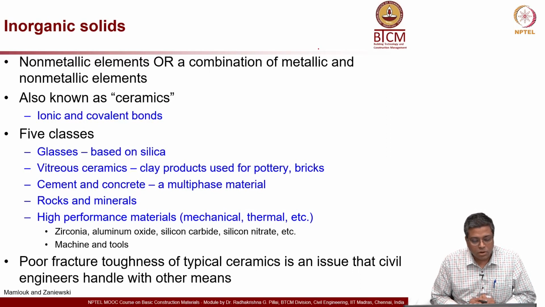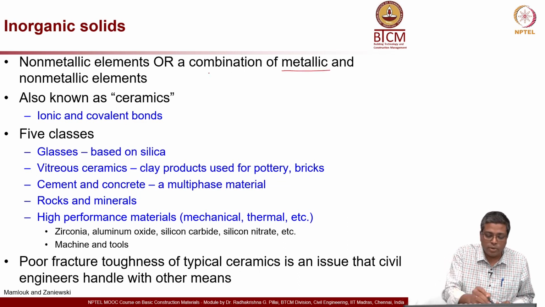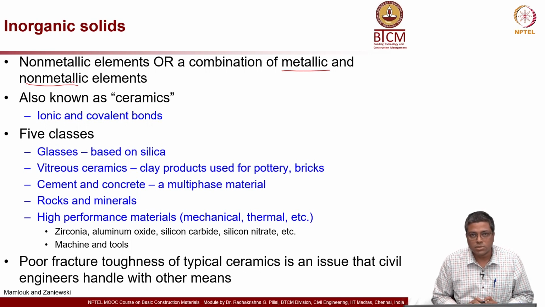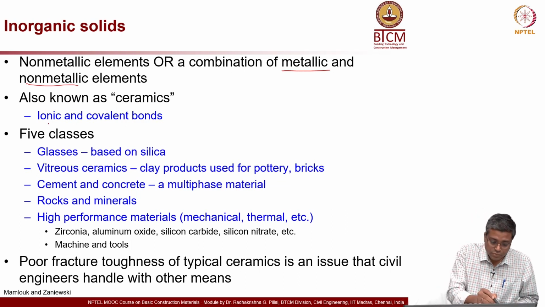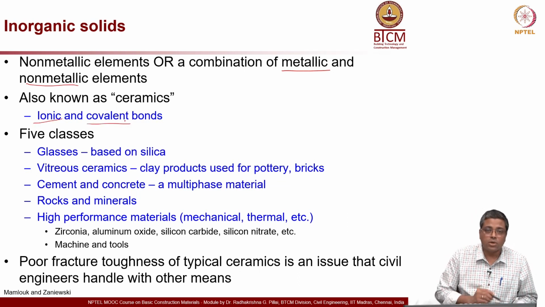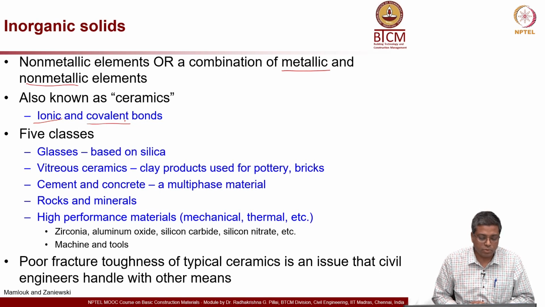Now, inorganic solids, what are these? These are non-metallic elements or a combination of metallic and non-metallic elements, okay? And they are also known as ceramics, mainly because they have ionic and covalent bonds present in them. These are the two major types of bonds which you will see in these types of materials.